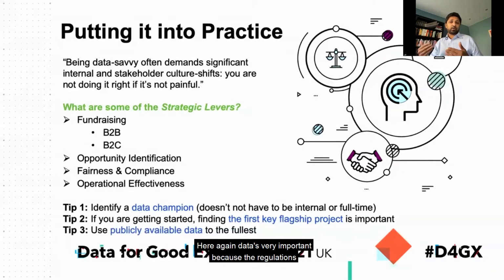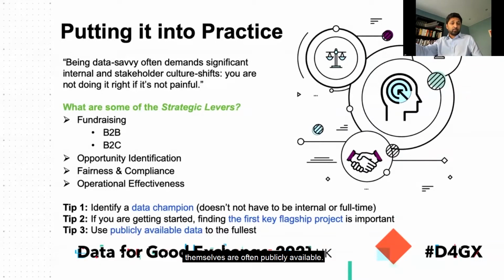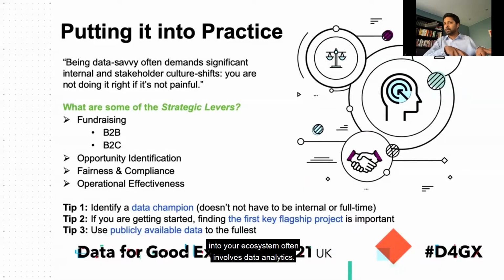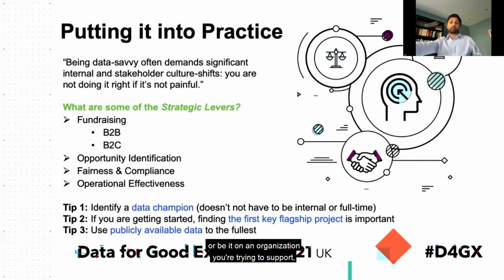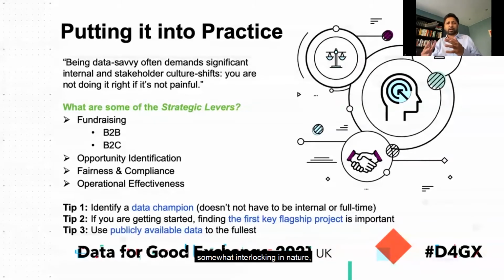Here again, data is very important, because the regulations themselves are often publicly available, and the ability to codify some of this into your ecosystem often involves data analytics. And then finally, operational effectiveness. Assuming you're doing the first three, the ability to do as much as you can given an existing operational setup, be it within your own organization or an organization you're trying to support. How do you make it most efficient? How do you achieve as much as possible within the constraints is a topic unto itself. And you can see that these are four pillars, somewhat interlocking in nature, but also worth discussing independently in and of itself.